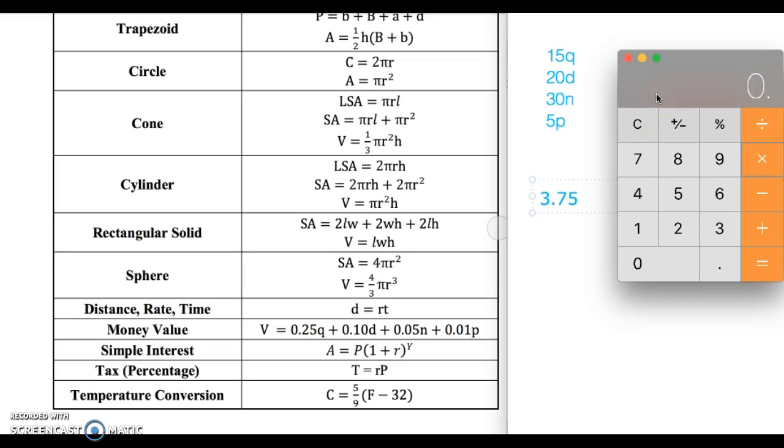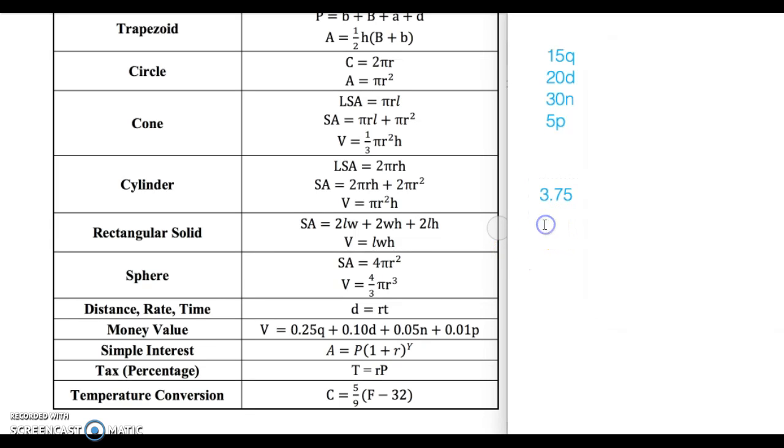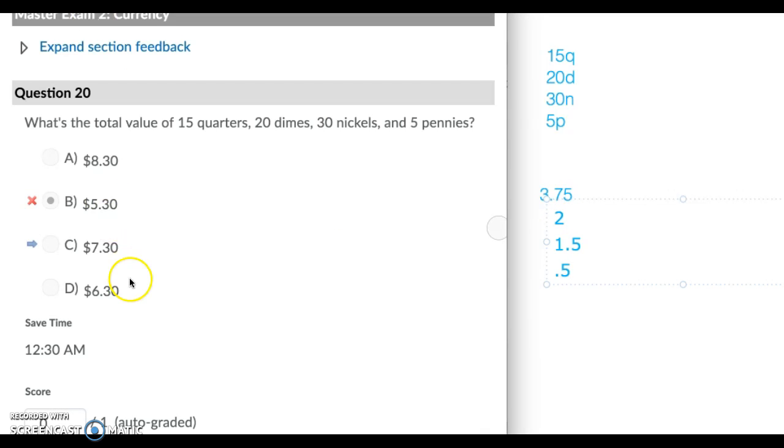30 times 0.05, which is 1.5. Is that right? So 2, 1.5, and then the last one, I know my pennies will be 0.05. And then I'll just add those together. So that's 2, 4, 4 plus 3 is 7. So it should be 770.